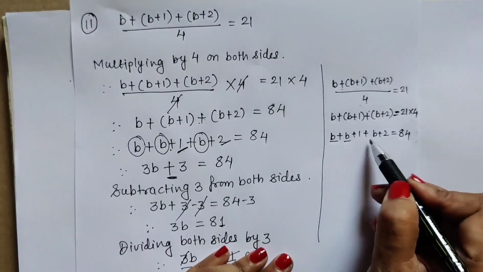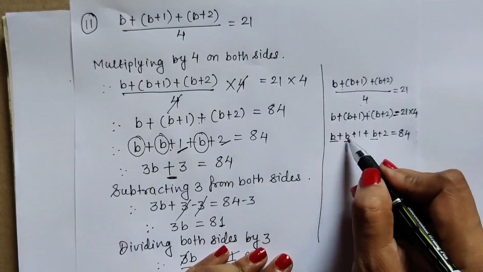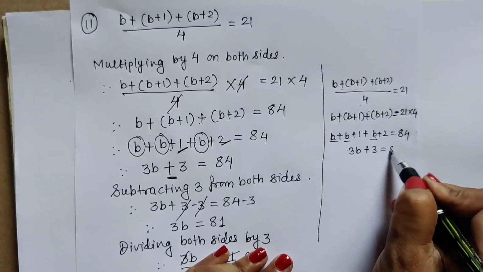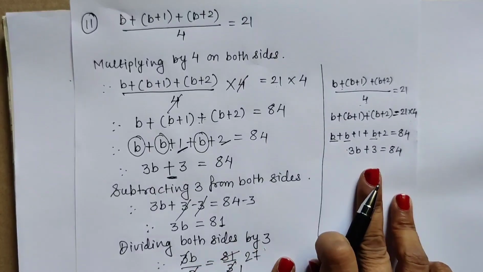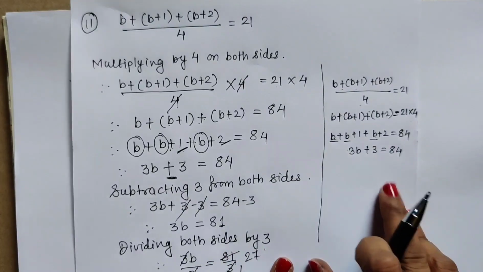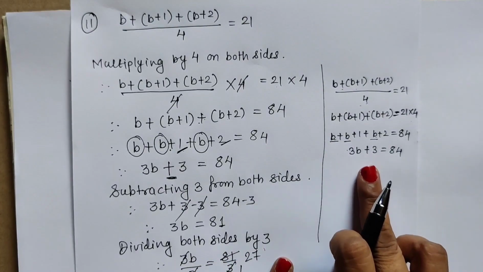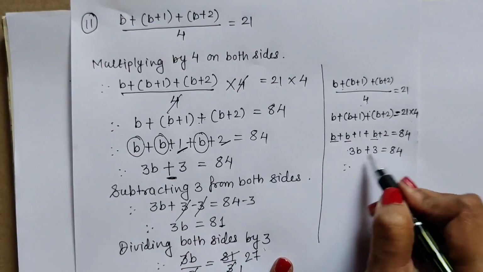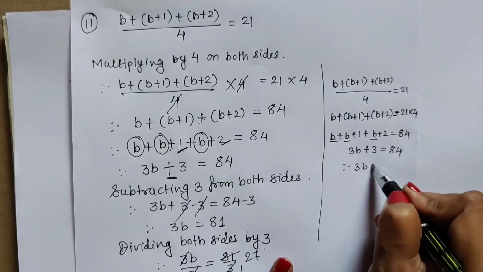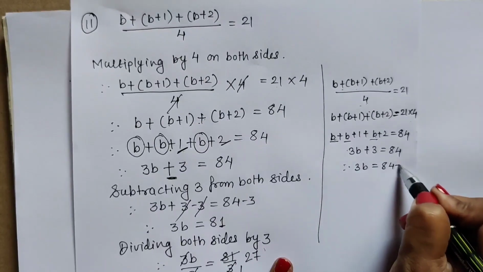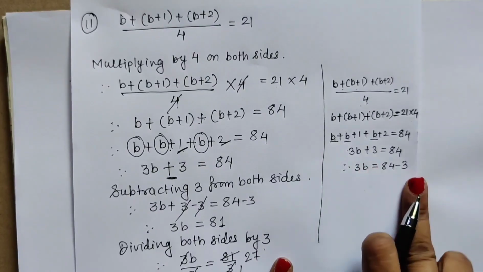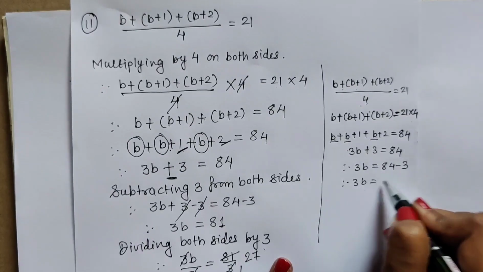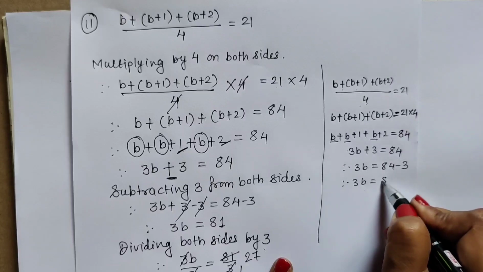Again we can add these b's: 3b plus 3 is equal to 84. Now here we are getting plus 3. This we have to transfer from left to right. When we transfer it becomes minus 3. We all know that. So instead of showing it on the left hand side, we can directly show it on the right hand side: plus 3 becomes minus 3. Then 3b is equal to 84 minus 3, which is 81.